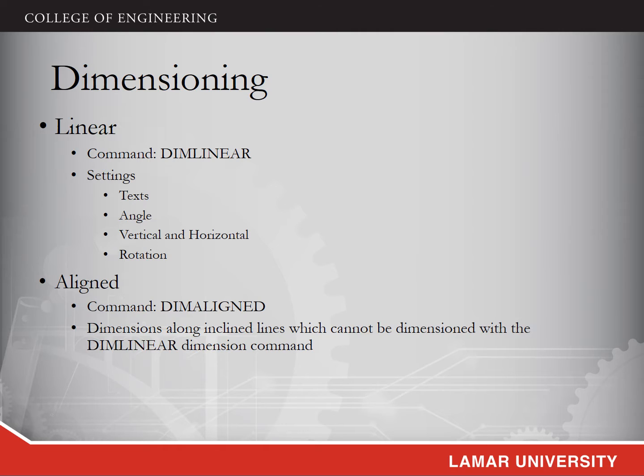The second method is aligned. To insert an aligned dimension, you have to call the command dim aligned. And with this command, you are able to measure the length of some inclined lines. And generally, this kind of length cannot be easily dimensioned with the dim linear dimension.